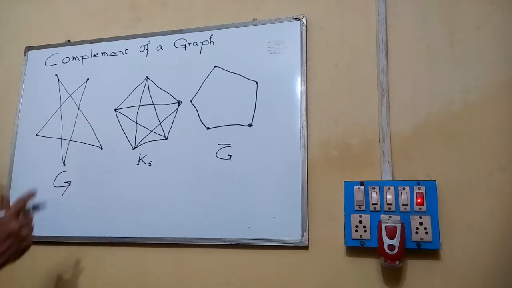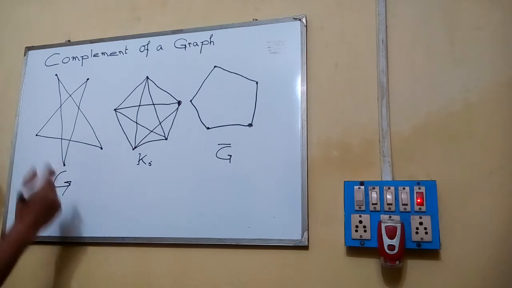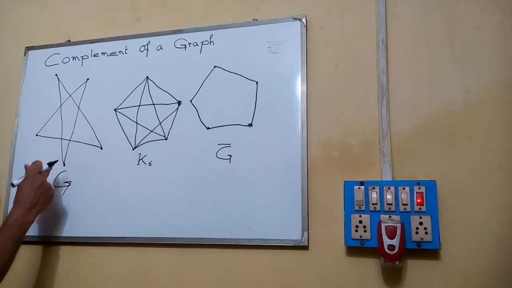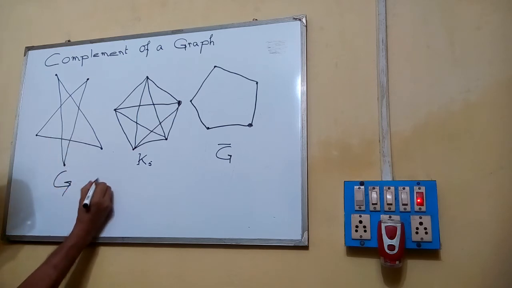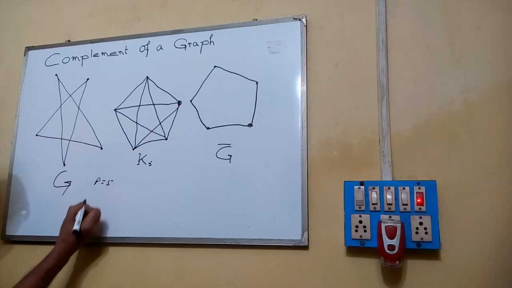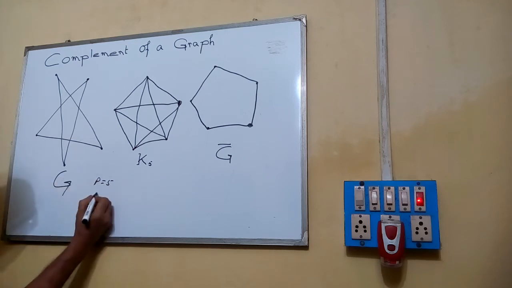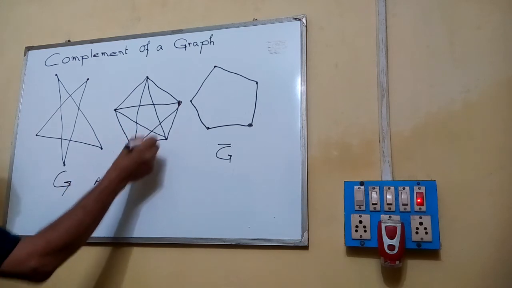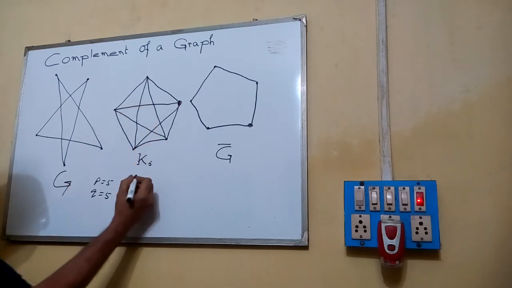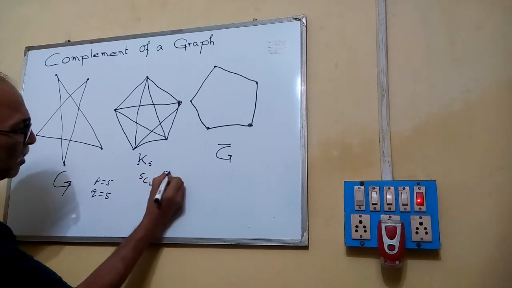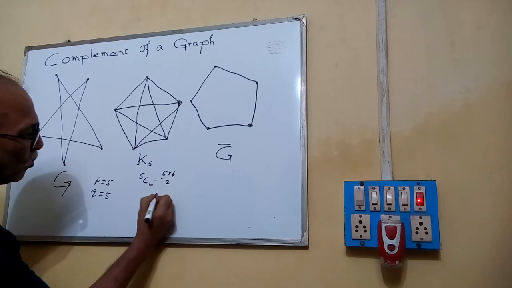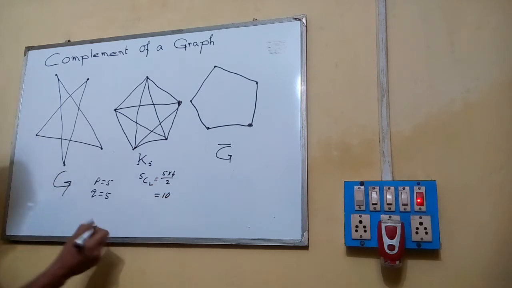Now we will check it. See here, in G there are edges. How many edges are there? In G, there are 5 edges. So P equals 5. Q is also equal to 5. Here how many edges are there? Edges will be 5C2, that is 5 into 4 by 2, that is equal to 10 edges.